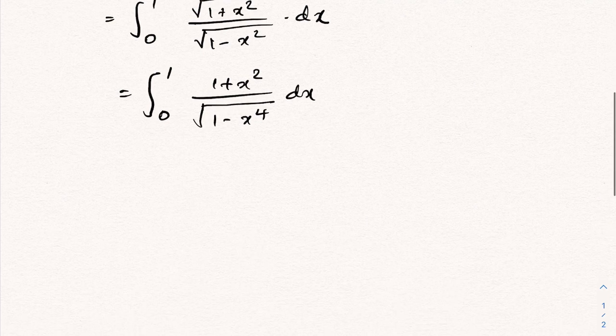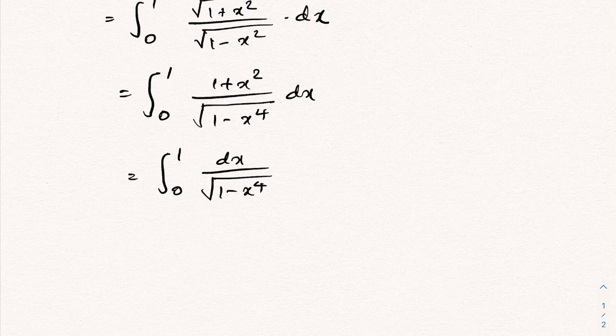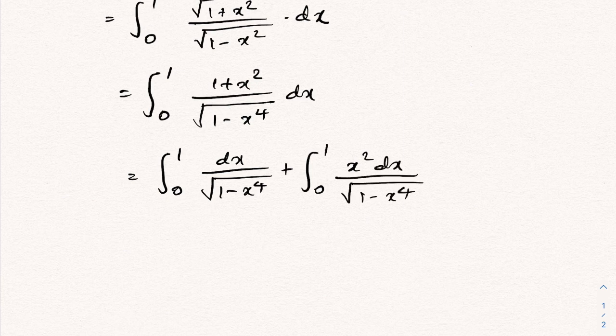Okay, then we can write this integral as two different integrals by dividing by the square root of 1 minus x to the 4th power. So we have the integral from 0 to 1 of dx over the square root of 1 minus x to the 4th power, plus the integral from 0 to 1 of x squared dx over the square root of 1 minus x to the 4th power.